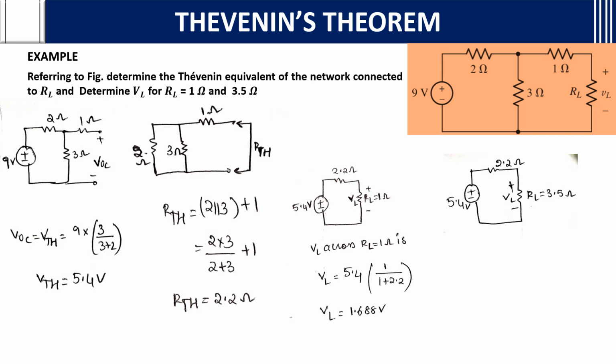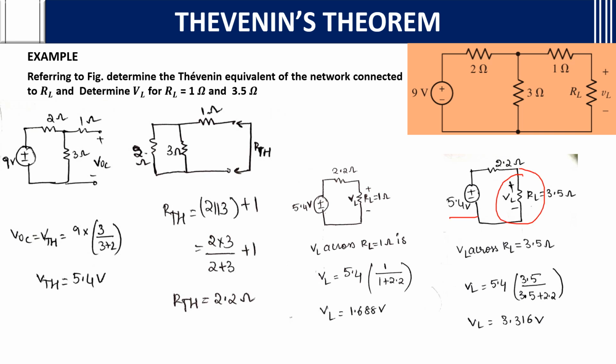Then for RL equals 3.5 ohms, how much will you get? Again apply the voltage dividing rule. VL equals total voltage 5.4. You want the voltage across which resistance? 3.5. So multiply with 3.5 by 3.5 plus the other resistance 2.2. So VL equals 3.316 volts. That's it.